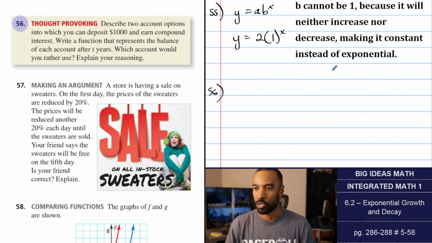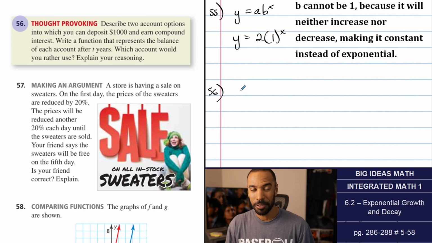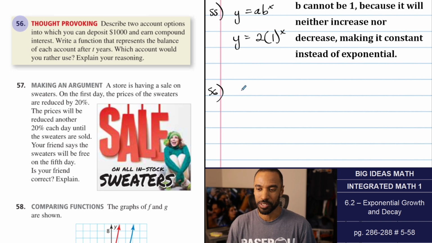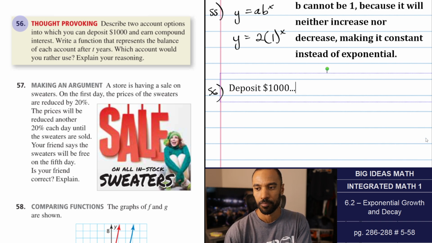Let's do compounded annually and let's do compounded quarterly. At least that way, if I divide by 4, then I know I'm going to get something there. I could do compounded daily and divide by 365. Those are good ones. So let's do something like deposit $1,000. I said 1,000, right?